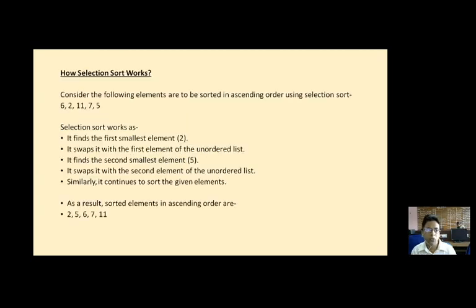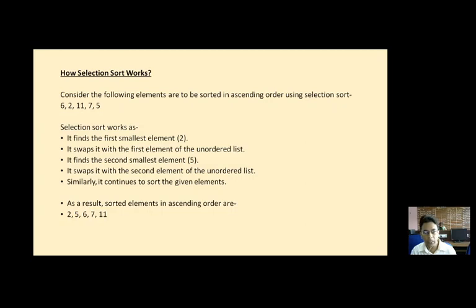The selection sort algorithm first finds the smallest element in the list, and then it switches that element with the first element. Then it finds the second smallest element, and then it swaps it with the second element in the unordered list. Similarly, it runs for n elements, and finally we get the sorted array.